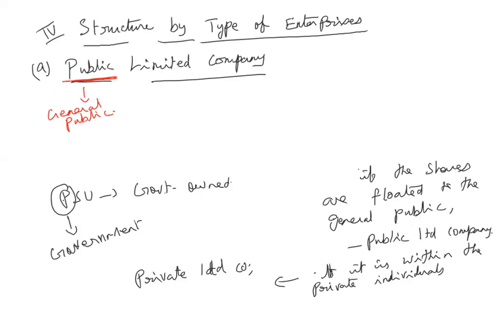The main thing you have to understand is that in a public limited company, the public refers to the general public. That means the shares of the company are issued to the general public, and then it becomes a public limited company. In public sector undertakings, the company is entirely owned by the government, or partly owned by the government in the case of joint stock companies or government companies. So just understand that concept. They both are not the same.